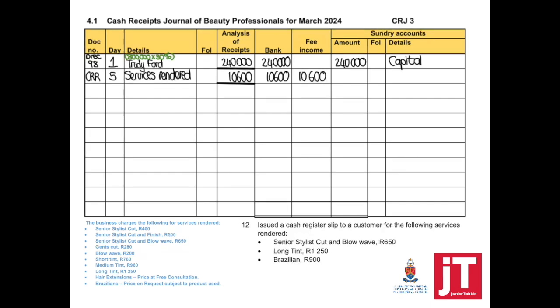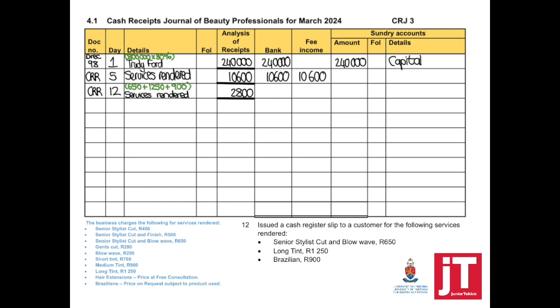Day 12. Issued a cash register slip to a customer for the following services rendered: senior stylist cut and blow wave, long tint and Brazilian. So they gave you the price for each item, so you didn't need to go and look at the list of prices that was given. We start with the business received money on day 12. My source document as proof as evidence, cash register roll. For what reason? For services rendered, but now I need to add that together.